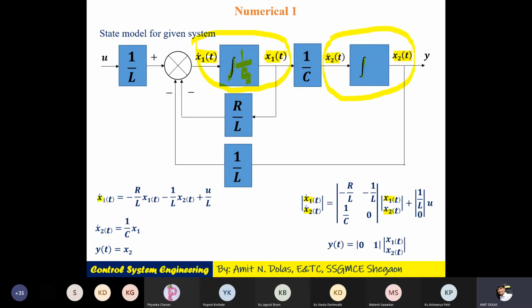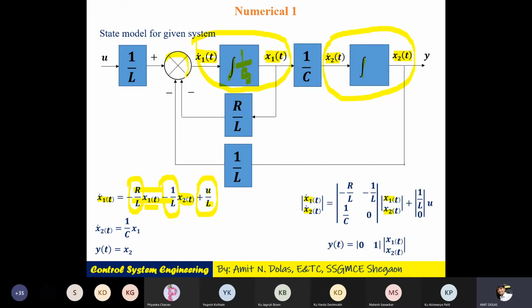Then go for what is x1 dot. It is a summation of something. So summation of what? It is x1 of t into minus r by l and x2 of t into minus 1 by l. And again u into plus 1 by l. If you separate this, it will be u into 1 by l. These are three elements.